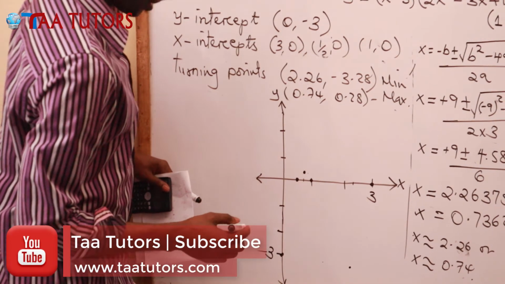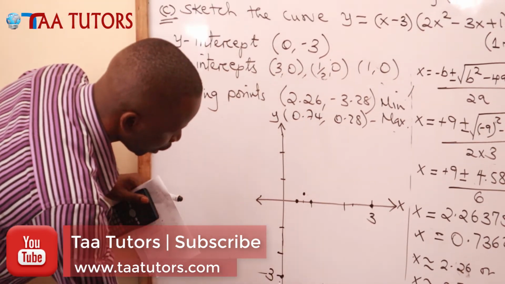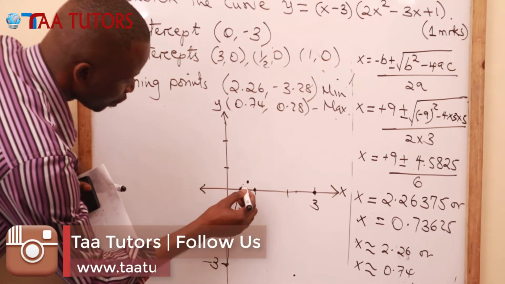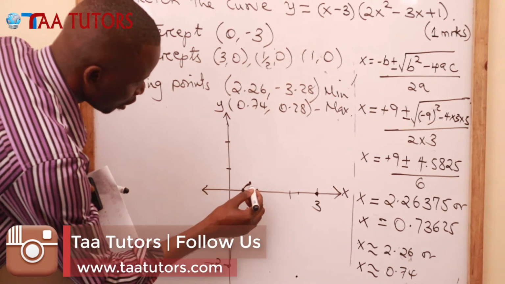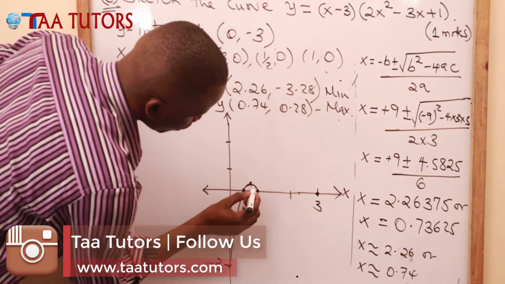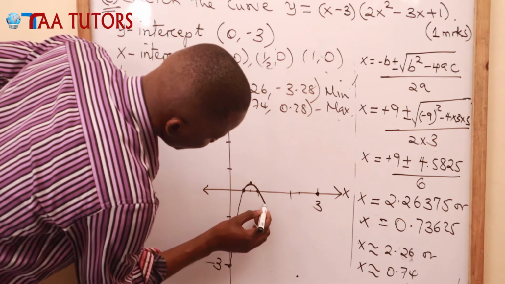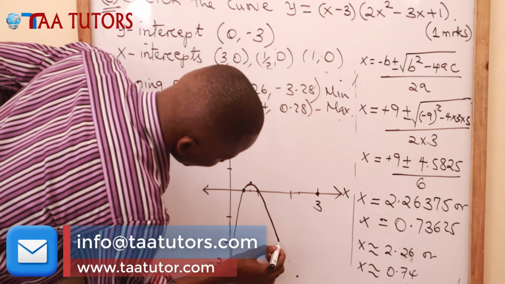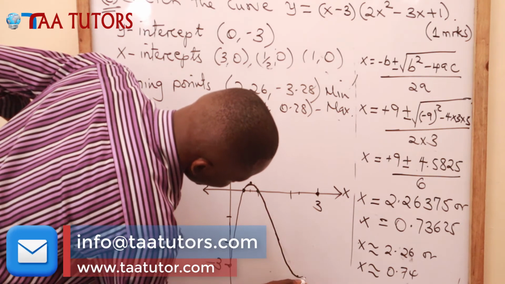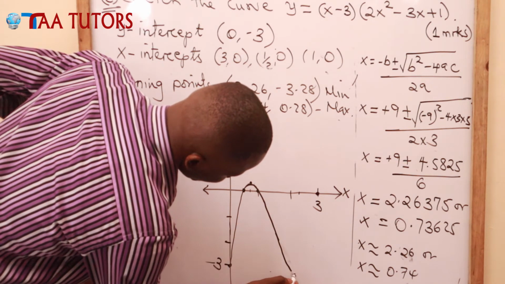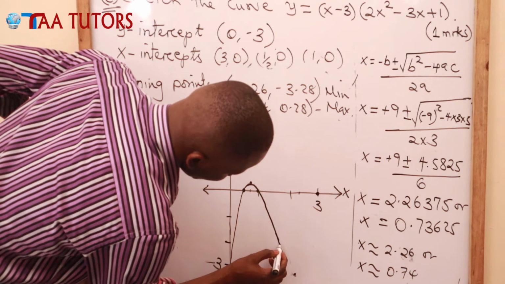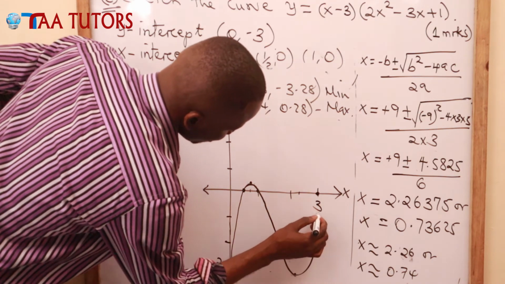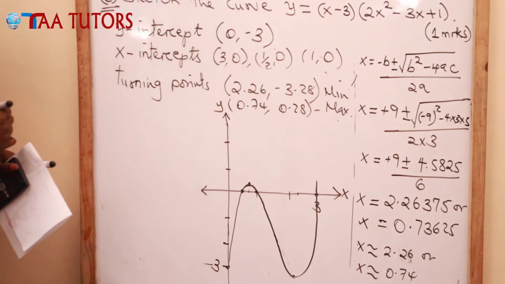Now we are supposed to have, the graph should come from here. It should go up. It should turn over there. After turning, it should go down. After going down, viewers, I hope you are following. It should turn here. It should actually turn down there. Then we should go up to where negative 3 is.